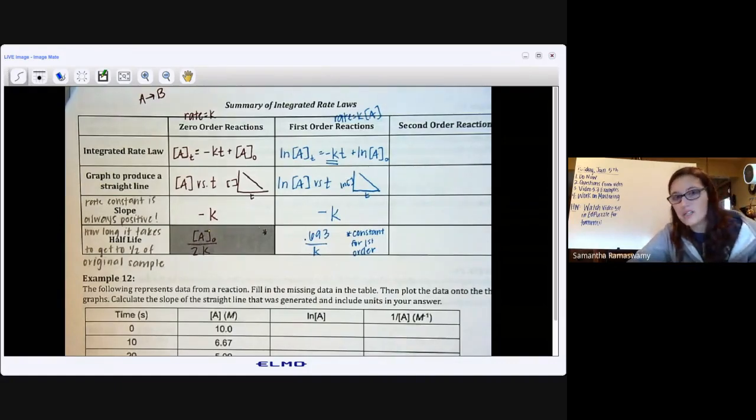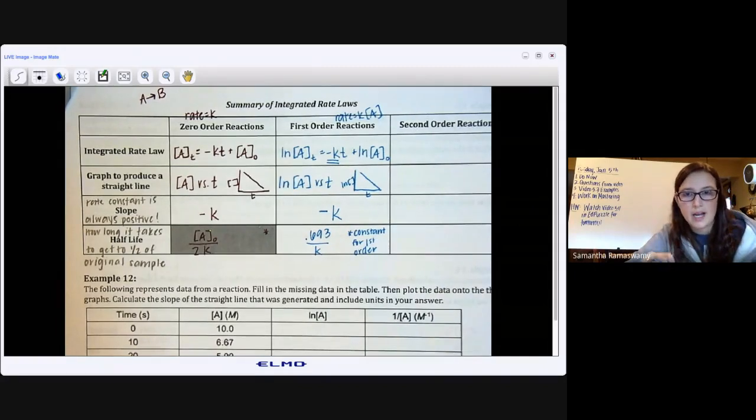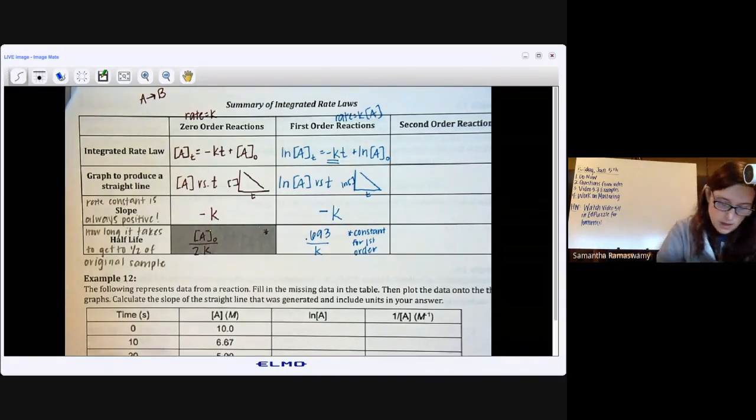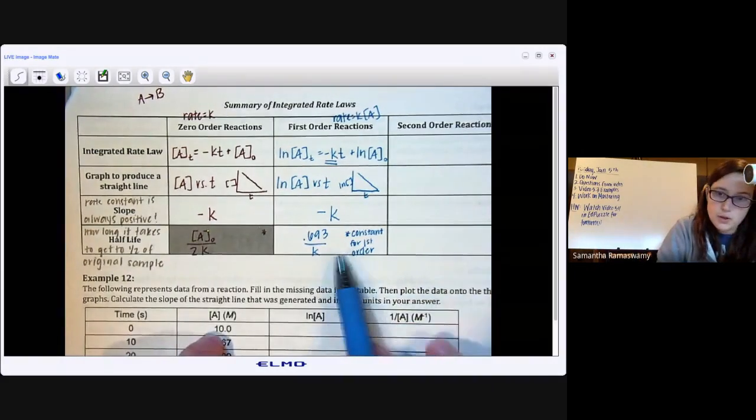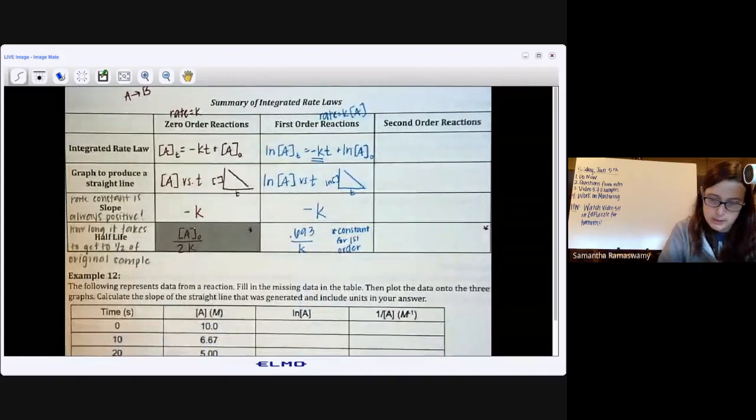So my process of eating my gummy bears is probably not first order. It's not going to be constant. If it takes me 10 minutes to eat half of the bag initially, it's probably going to take me a different amount of time to eat half of what's left and half of what's left. That's not a constant half-life. Okay, so this first order process, this is what's important. This is what you're going to be seeing most questions on.